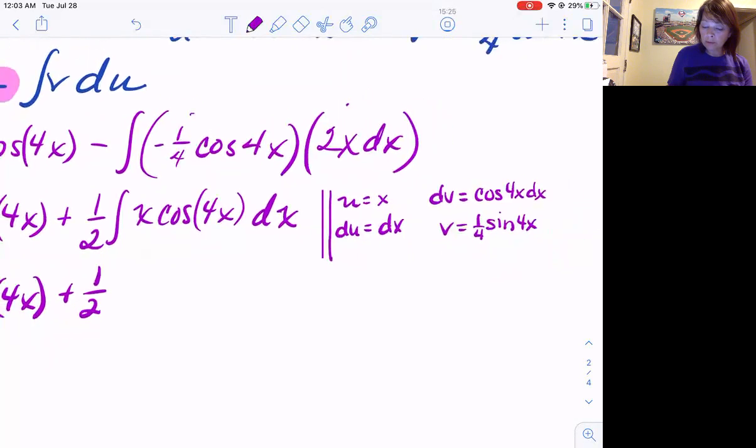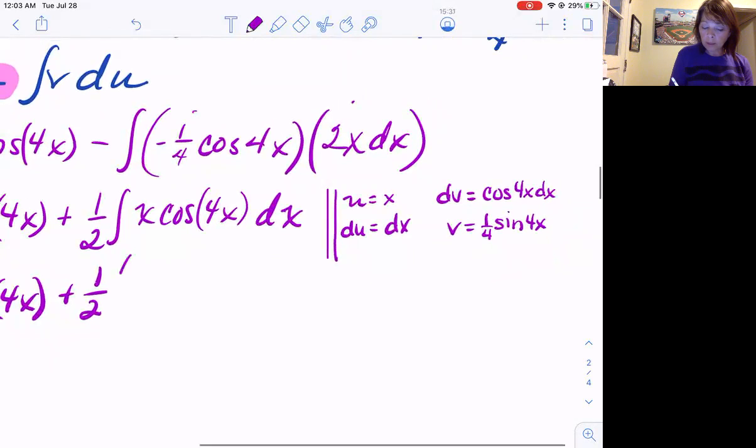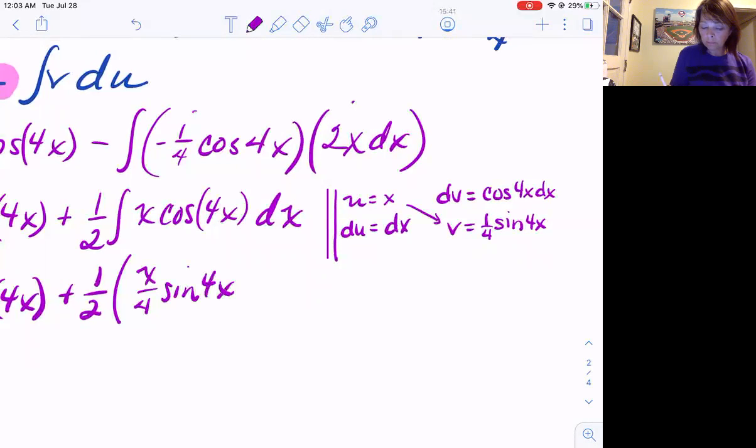So now I'm going to fill this in. I have 1/2 times uv. Now I have a new uv. Here's my uv. So it'll be x over 4 sine 4x minus the integral of v du. So that would be 1/4 sine 4x dx.